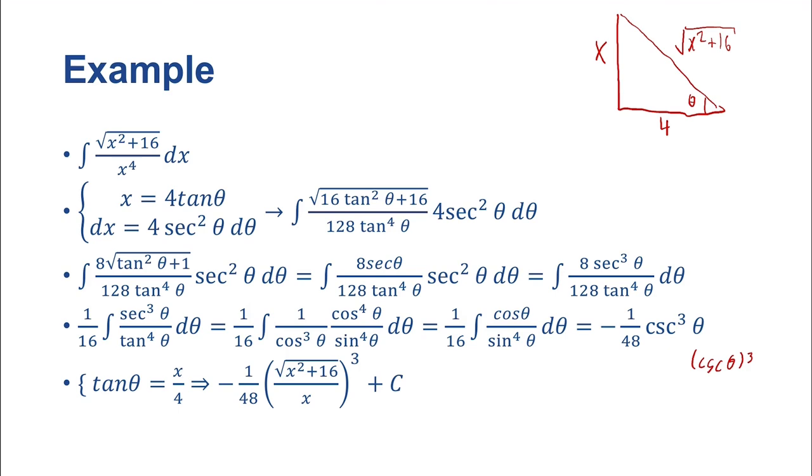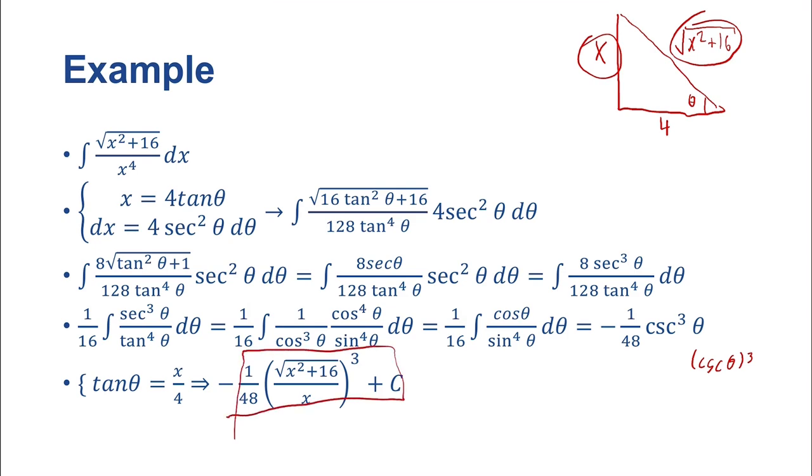So sine is defined as the opposite over the hypotenuse. So we need to find the opposite, or the hypotenuse over the opposite, which is the square root of x squared plus 16 over x. So now we just substitute that in for cosecant of theta. So that gives us negative 1/48 times the square root of x squared plus 16 all over x, quantity to the third power, all plus c. So that is a good trig sub example.